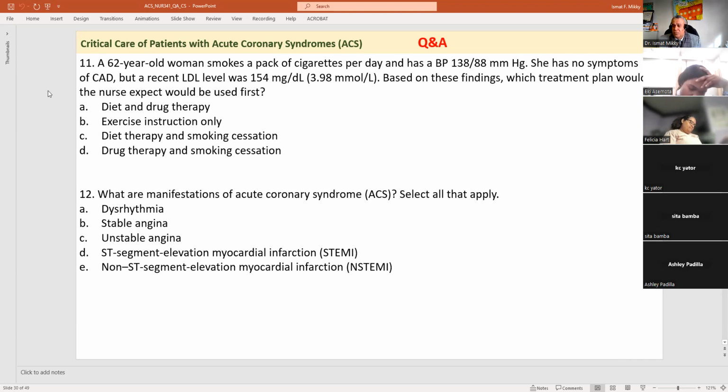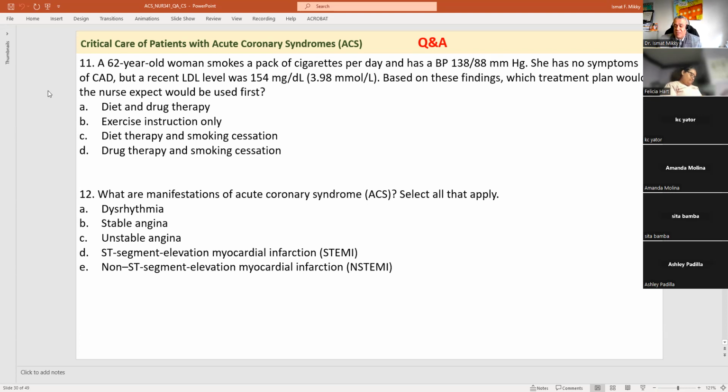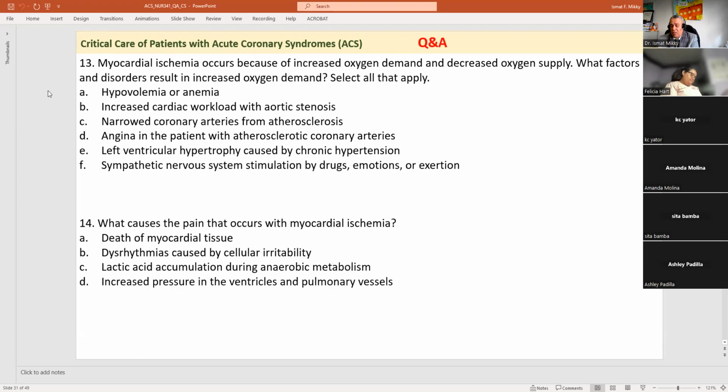What are manifestations of acute coronary syndrome? Select all that apply. C, D, and E. Remember we said that stable angina is not usually listed under the ACS. The unstable angina, right? Unstable angina, and then STEMI and the non-STEMI. Because acute MI is either STEMI or non-STEMI. So unstable angina and acute MI. So C, D, and E. Good. 13.